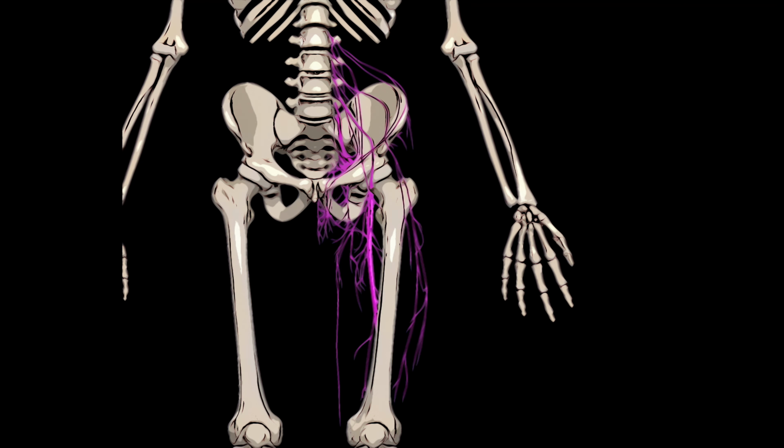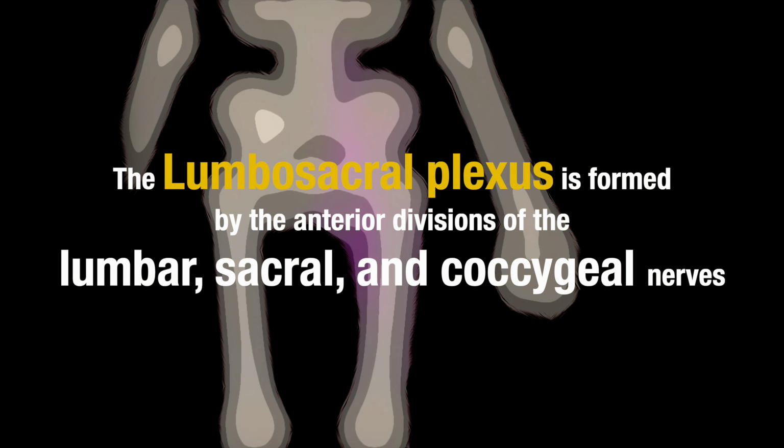The anterior divisions of the lumbar nerves, sacral nerves, and coccygeal nerve form the lumbosacral plexus, the first lumbar nerve being frequently joined by a branch from the 12th thoracic. As with the brachial plexus, the lumbosacral plexus is of particular importance to us because it innervates the entire hip region and the lower limb.